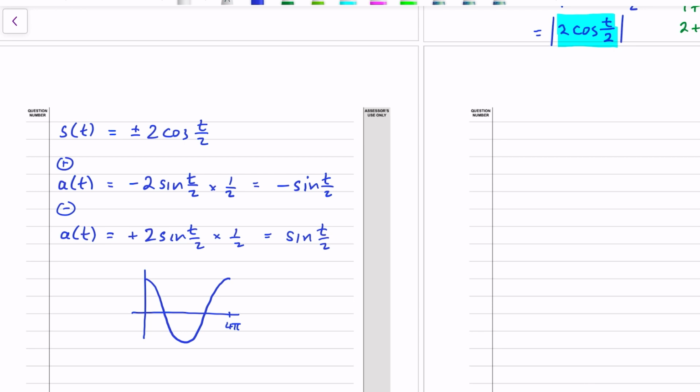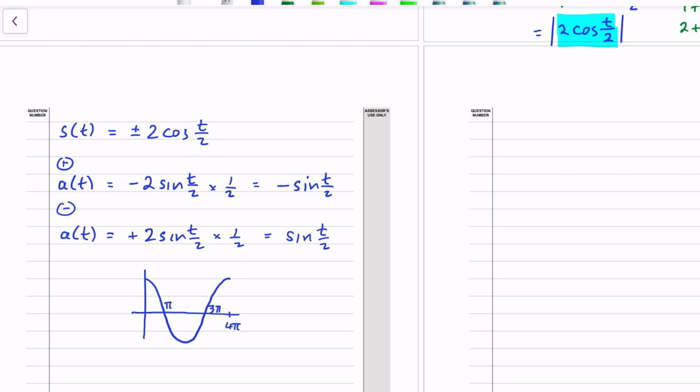And there's different regions where it's positive and negative. So up to pi, it's positive. So the acceleration formula is the first one, minus sine t over 2. And then it switches after pi all the way up to 3 pi to be the other function. So what's happening as t approaches pi?